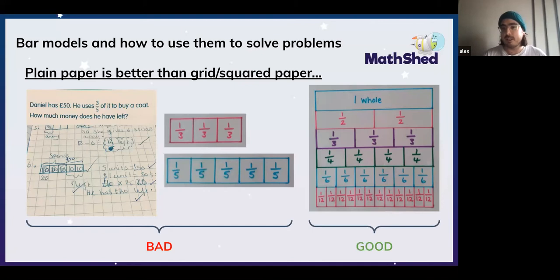It's only when we're making a comparison where we know one thing is bigger than another that the larger number should have a larger bar and the smaller number should have a smaller bar. So that's one thing. If there's one takeaway from this today, I hope it's that plain paper is the way forward rather than squared or grid paper for drawing bar models.